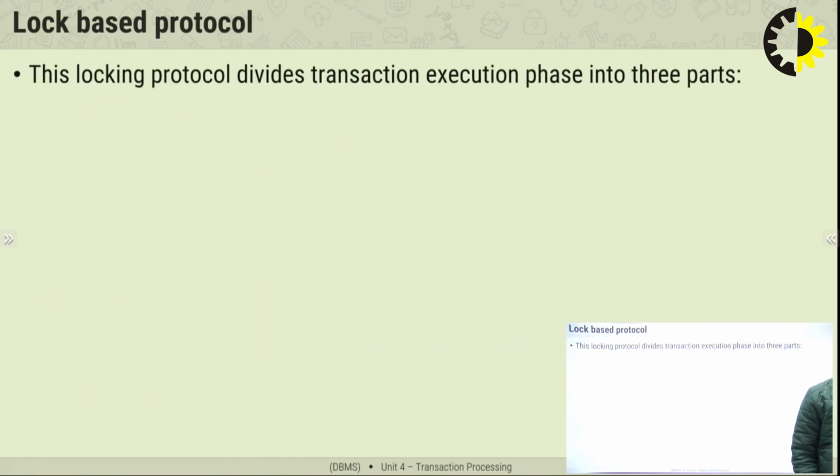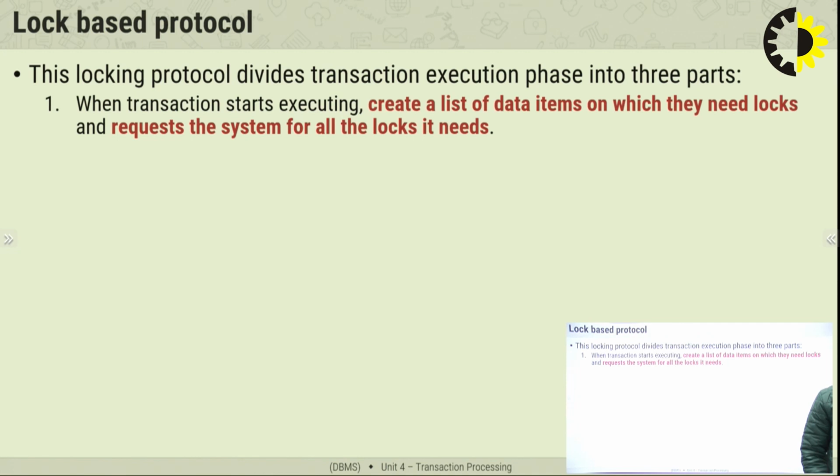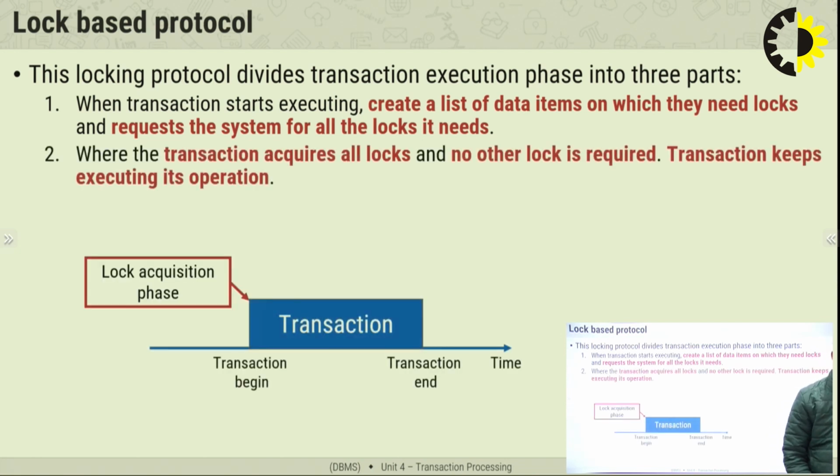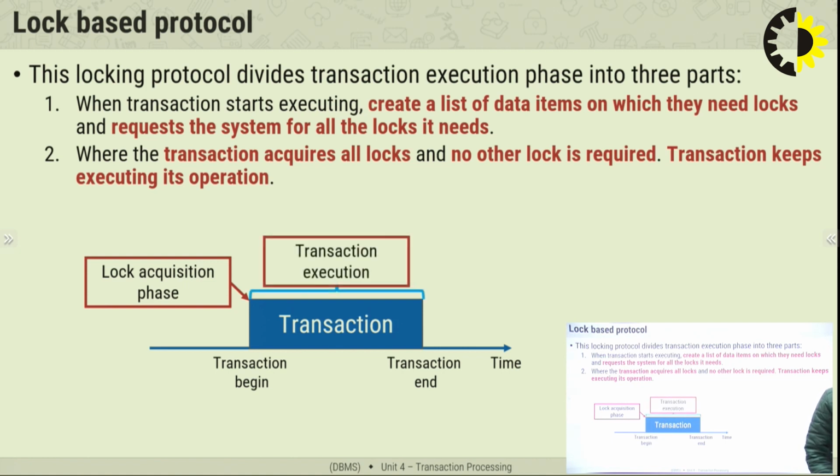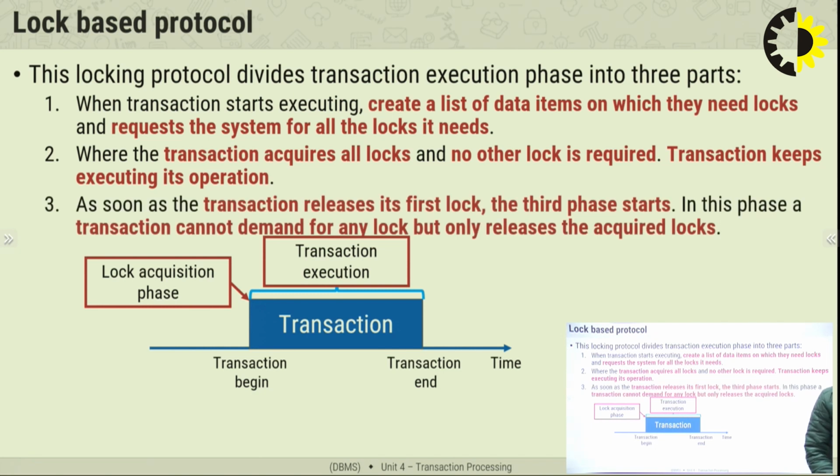Now, the locking based protocol. This protocol divides the transaction execution into three parts. First, when the transaction starts executing, it creates a list of data items on which it needs locks and requests the system for the locks it needs, that is lock acquisition. When the transaction acquires all the locks and no other locks are required, the transaction keeps executing its operations. Third, as soon as the transaction releases its first lock, the third phase starts. In this phase, a transaction cannot demand any lock, but it only releases the acquired locks.